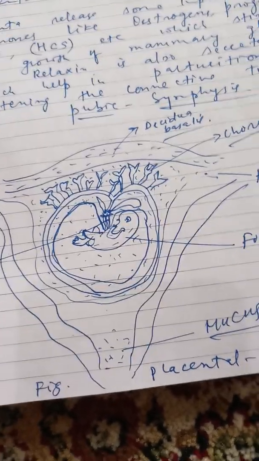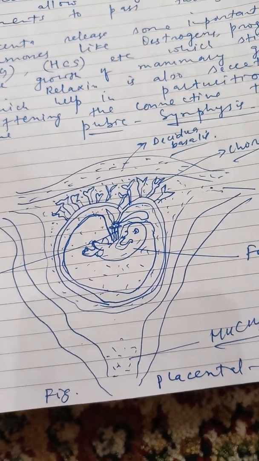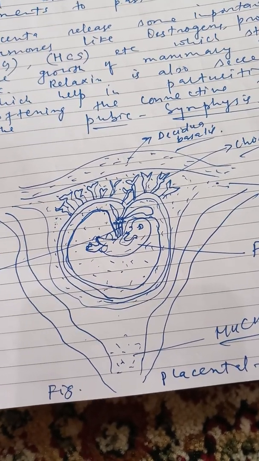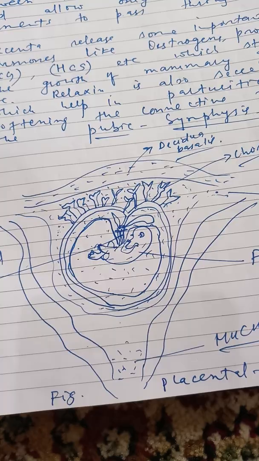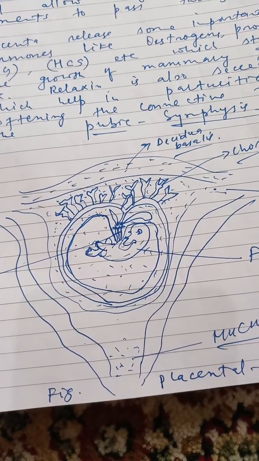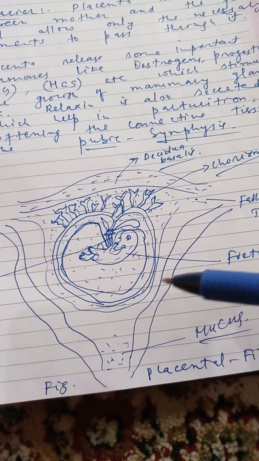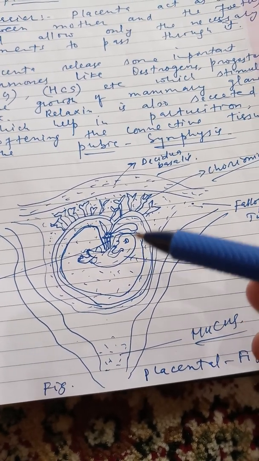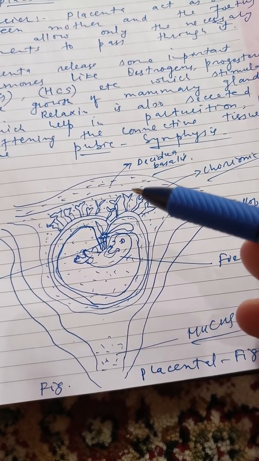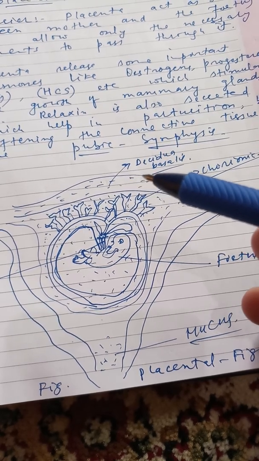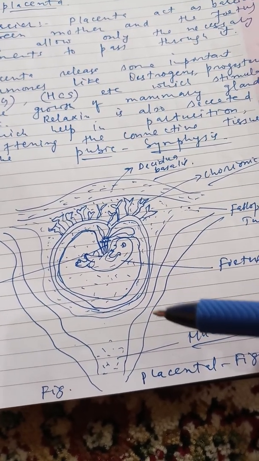So these were some important functions that this placenta does for the developing foetus. And this is the simple diagrammatic representation of the developing foetus, the chorionic villi, the decidua basalis, blood, etc.